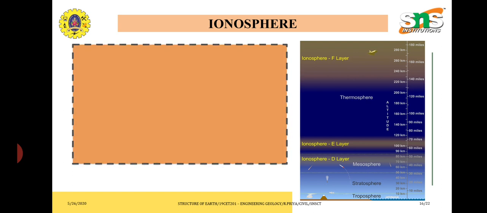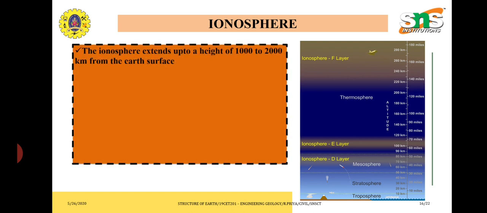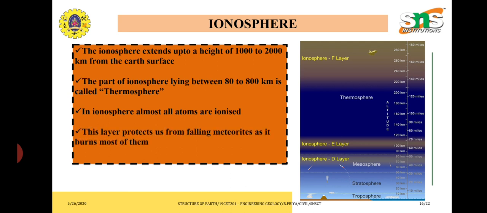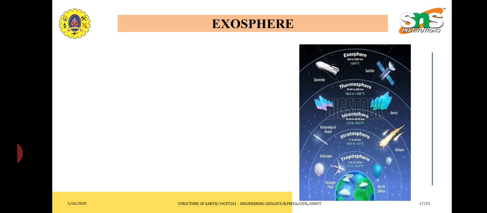The next layer is the ionosphere. The ionosphere extends up to a height of 1000 to 2000 km from the Earth's surface. The part of the ionosphere lying between 80 to 800 km is called the thermosphere. The ionosphere is responsible for the ionization process, so all the atoms are broken up into ions over here. This layer is also known as the D layer. It breaks the gases and keeps them in the form of ions. This layer protects us from falling meteoroids, because it burns most of the meteoroids there itself.